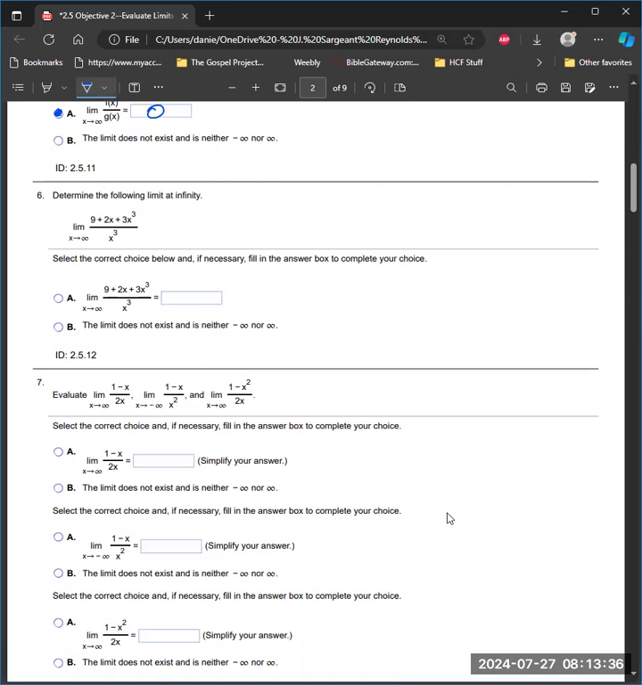All right, let's split this up with this monomial here. Limit as x goes to negative infinity of 9 over x to the 3rd plus limit as x goes to negative infinity of 2 over x to the 2nd plus limit as x goes to negative infinity of 3. And we're going to get 0 plus 0 plus 3. It's going to give me an answer of 3 here.